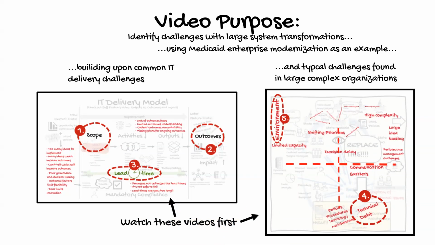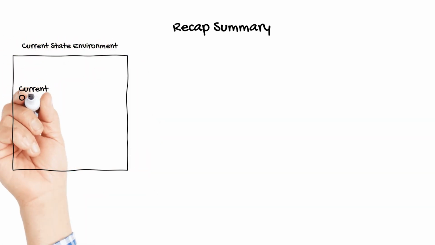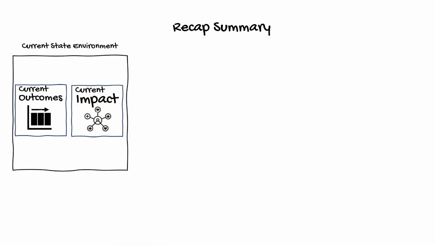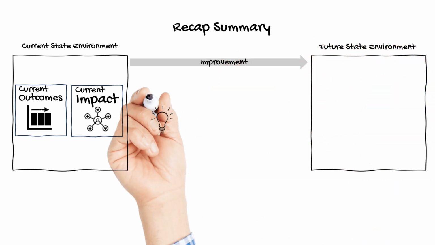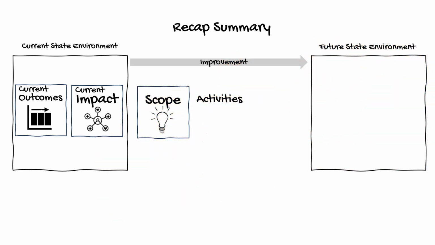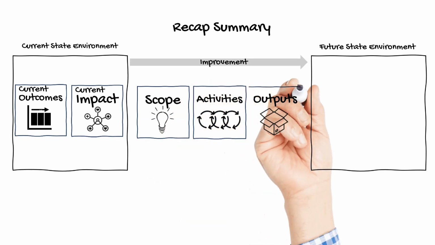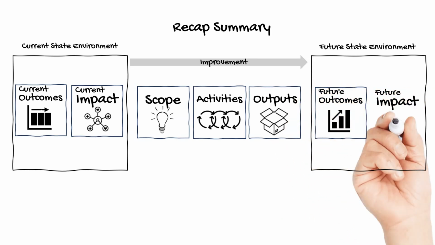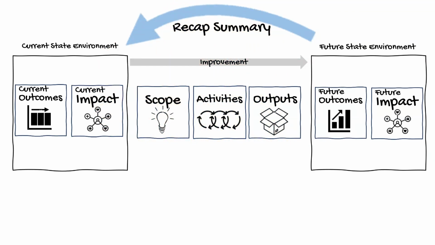To recap the two preceding videos very briefly, we defined the following elements of the process. We have the current state environment and the outcomes and impacts currently being achieved by the organization. When a solution or idea is identified that is believed to improve the current state, we launch an improvement project with the solution idea as the scope. During the project, we perform activities to complete the scope, which include the delivery of outputs. These activities and outputs hopefully result in the improvement of the organization's outcomes and impacts, at which point these become the current outcomes and impacts, and the process repeats with the next scoped solution idea.